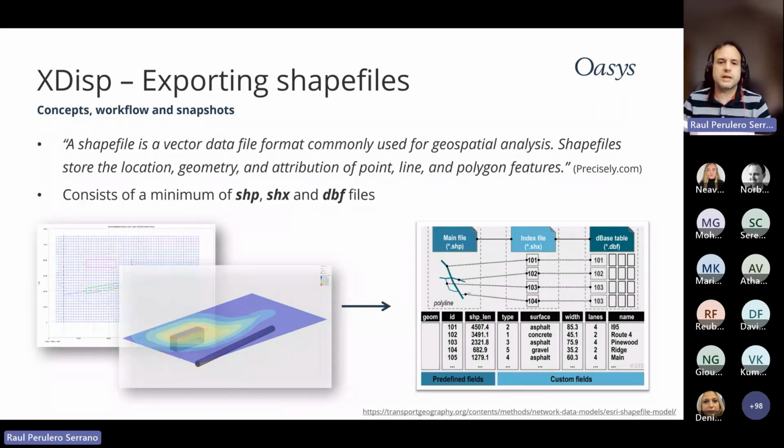So here on screen, it can be composed of a lot of different types of files. The bare minimum three are SHP, SHX, and DBF, which basically contain all the information to represent that geospatial data on a map or on a base map. And here are a couple of extracts from one of our sample files on XDisp on the left.